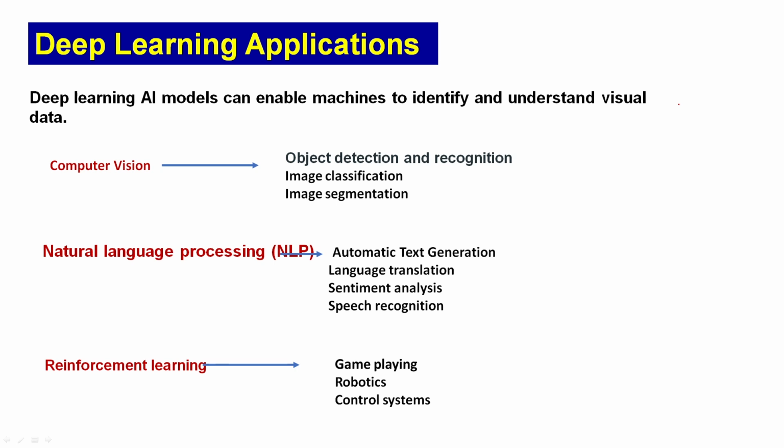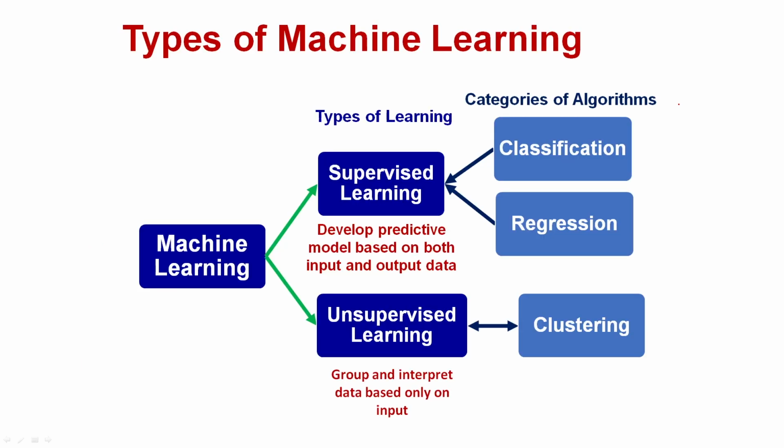There is something else it can do, which we will talk about now. It is called reinforcement learning, and this is used in game playing, robotics, and control systems. What is reinforcement learning? Okay. So, you have learned about supervised and unsupervised learning. So, let us talk about reinforcement learning.